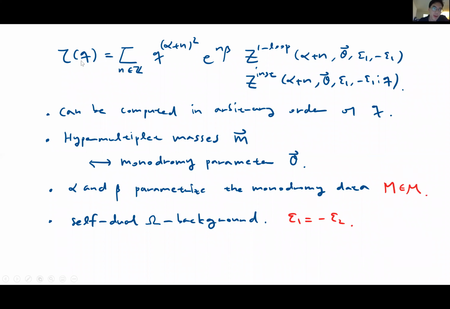Okay, so I wrote out the partition function Z. Again, tau of q is an integer sum. This is the classical part of the gauge theory partition function. This is one part, and this is the instanton part.